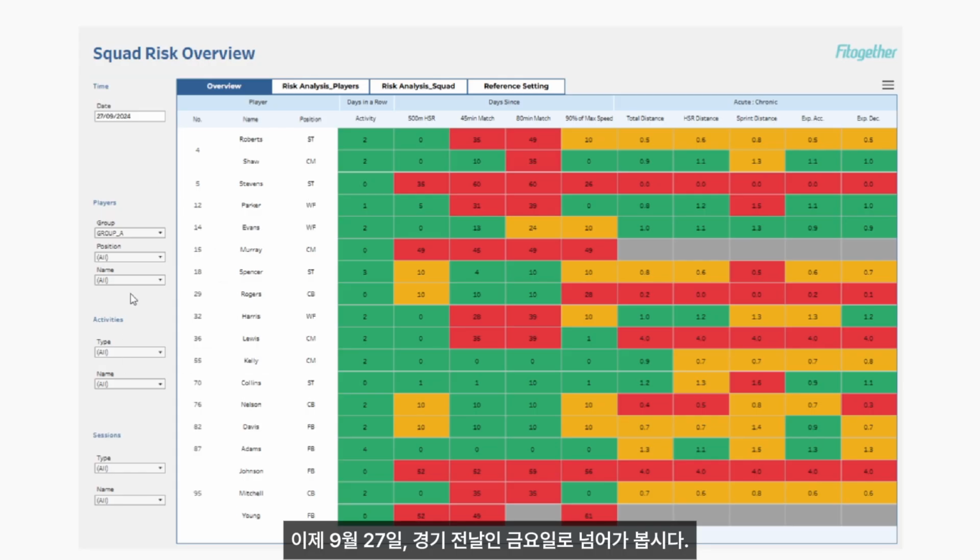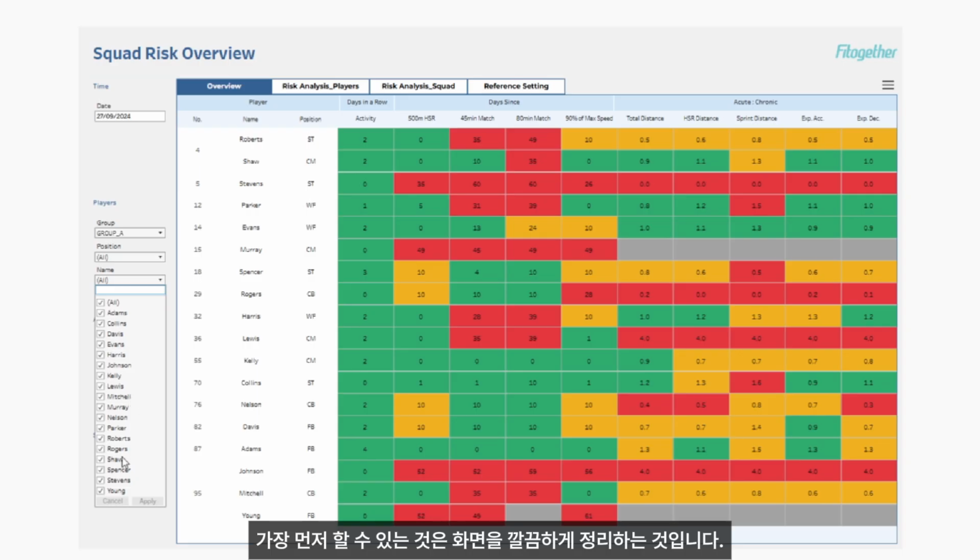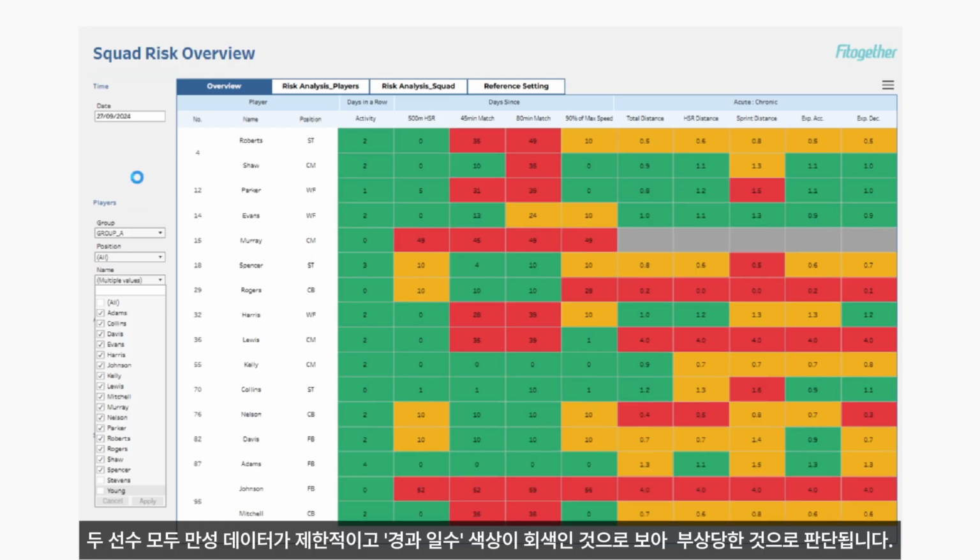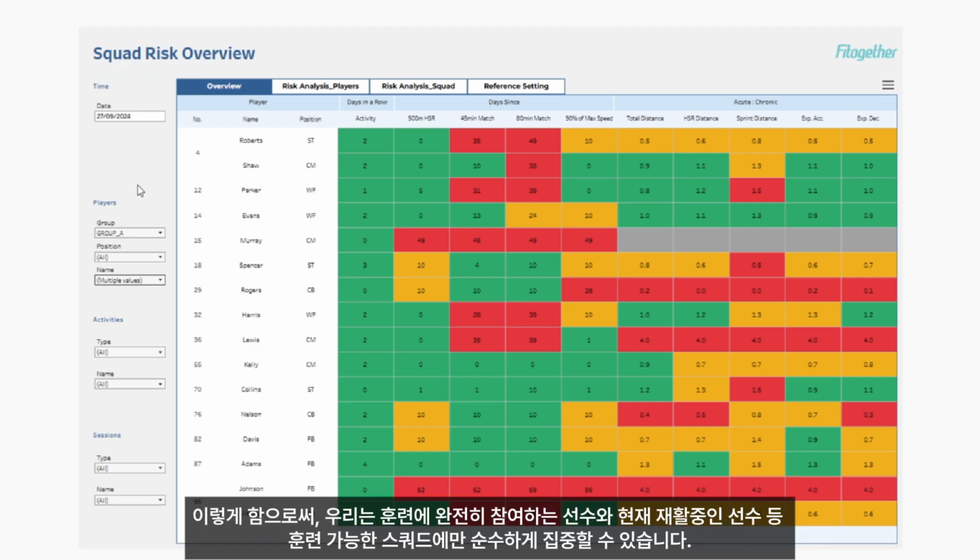This is a Friday, the day before a game. The first thing we can do is tidy the view. Here I'm going to deselect Stevens and Young. Both appear to be injured, which we can tell from their limited chronic data and their grey days since boxes. By doing that, we can now focus purely on the available squad, those training fully and those currently in rehab.